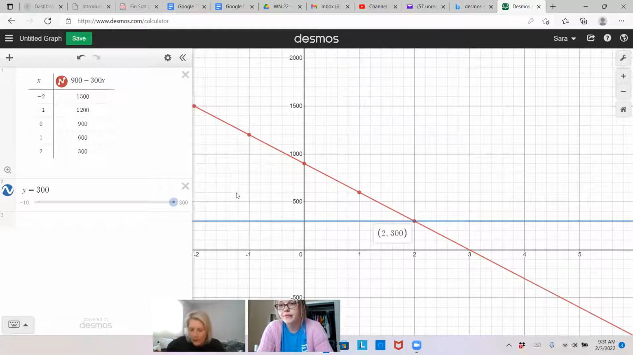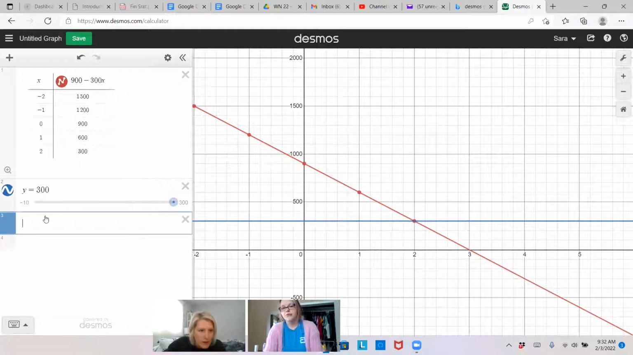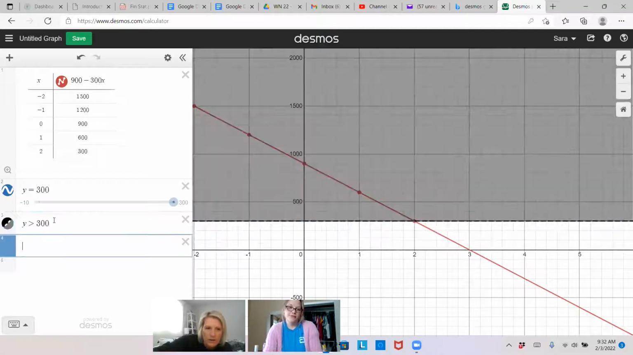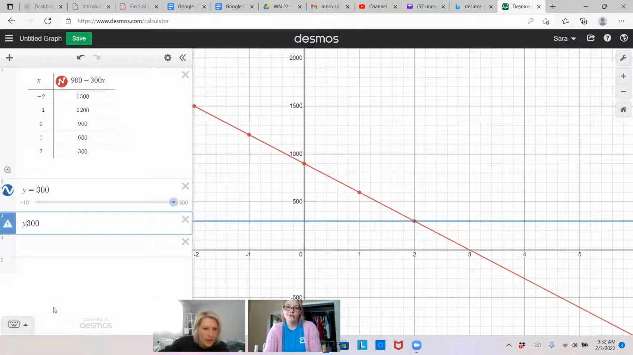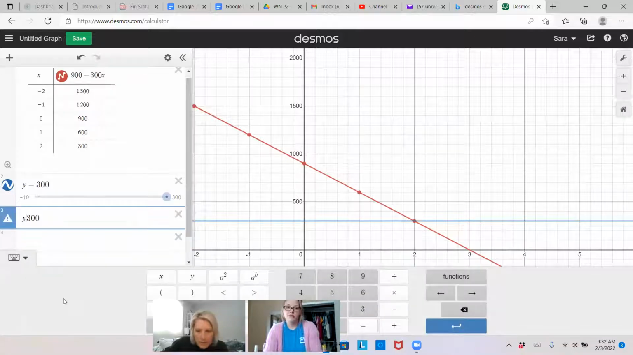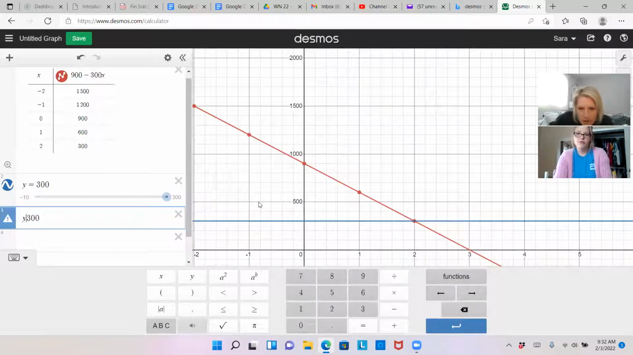My brain is off. Their lettering is driving me crazy in this book because I would use different letters. So we want 300 to be the very minimum number of pads that they make. So we want everything to be greater than. So let's see if I can do y greater than. Oh, I can. That's awesome. So you could actually put in there y greater than or equal to. And actually, I think if you go down here to the keyboard, we can probably do greater than or equal to.